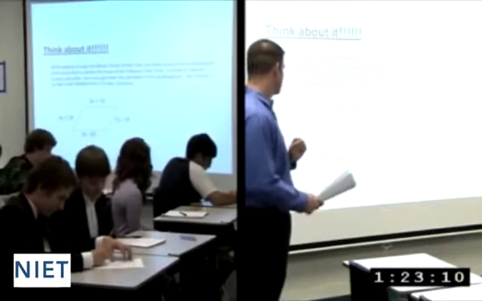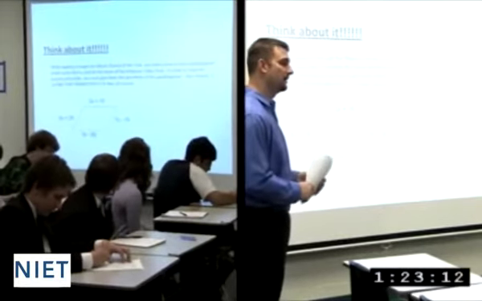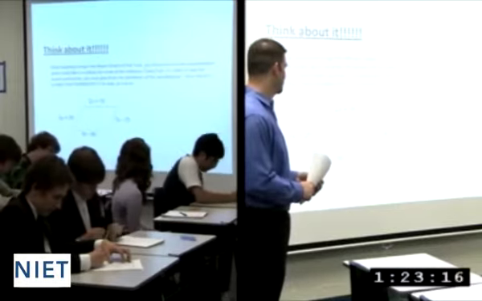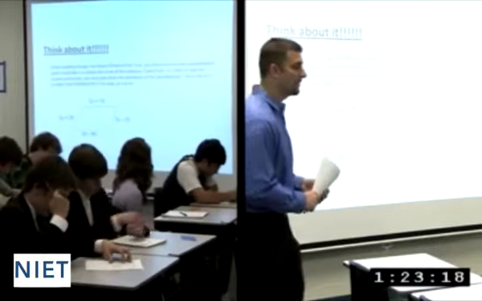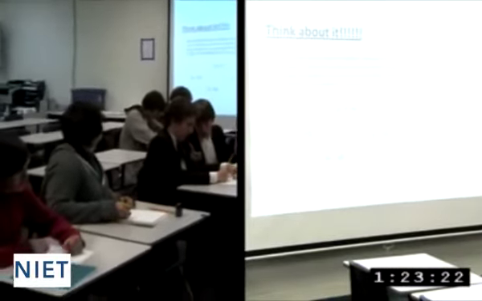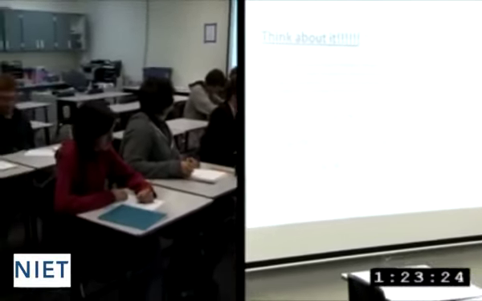Okay, so talk it out with your partner. Perimeter should be something that's prior knowledge to you. Make sure your partner knows what perimeter is and how to find that. I don't want to give away too much. It'll ruin the surprise.